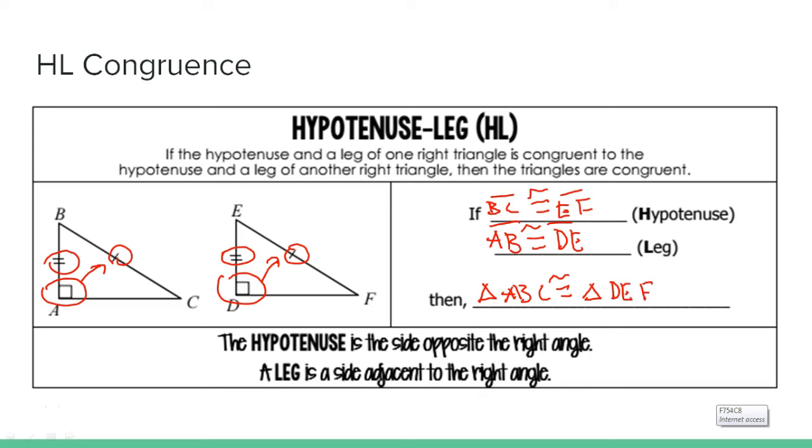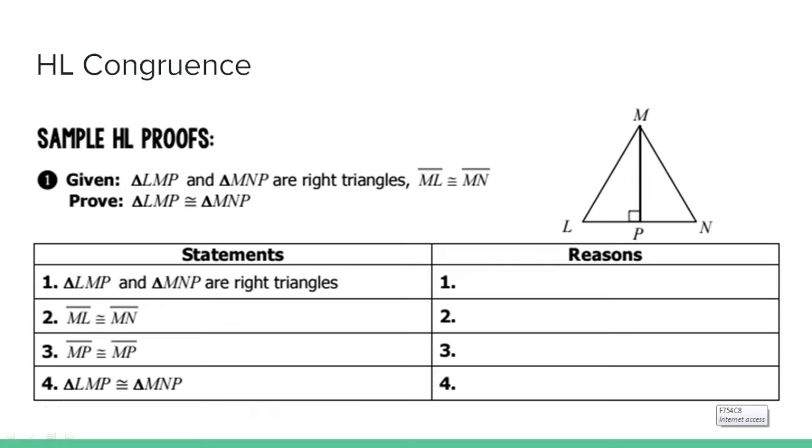But the big key here is that it has to be in a right triangle. So taking a look at our last proof here, the left-hand side is filled out, and in this case they tell us that we have right triangles here. Okay, so that means that I also have a right angle at angle MPN. So that is given. And they also told us that segment ML is congruent to segment MN. So that was given to us.